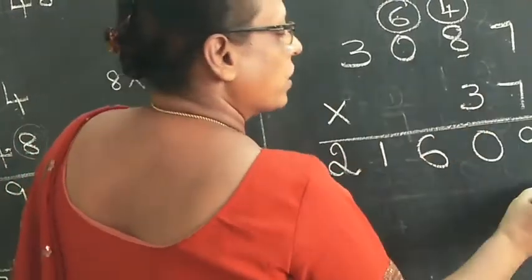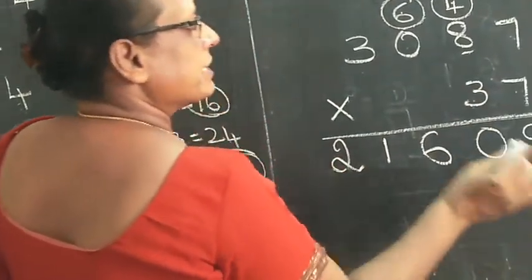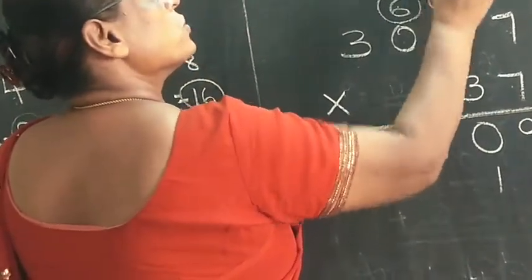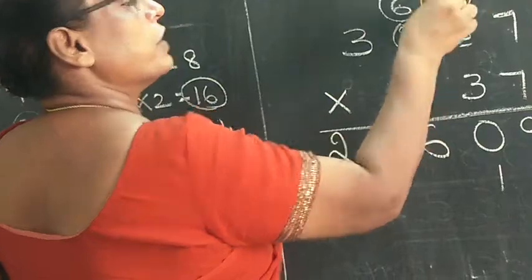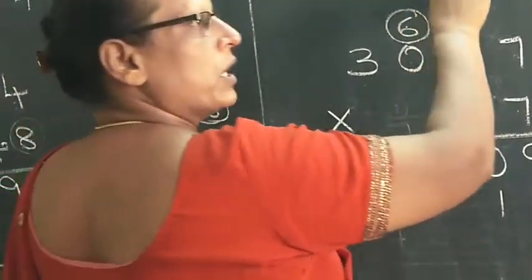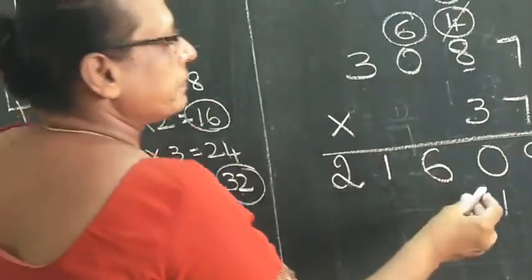3 7s are, see, you should not forget to add 0. 3 7s are 21. So you have to put it here. So if you get confused, what you have to do, children? You have to strike this out, so that you can count this one. Understood? You keep it in mind.